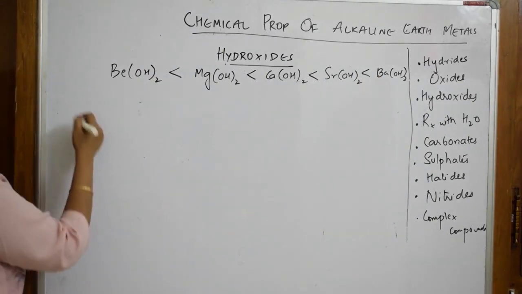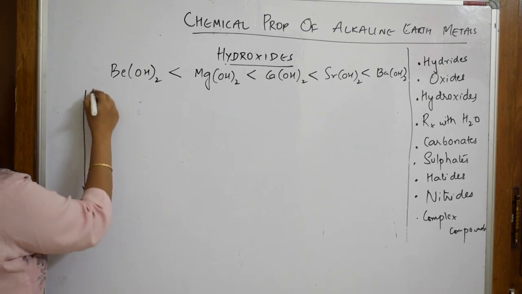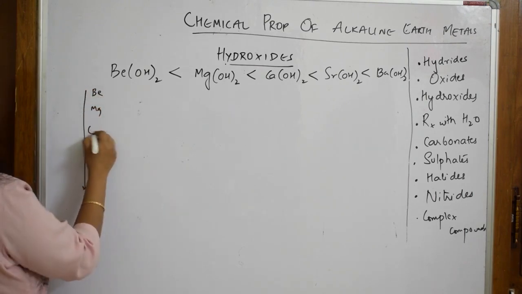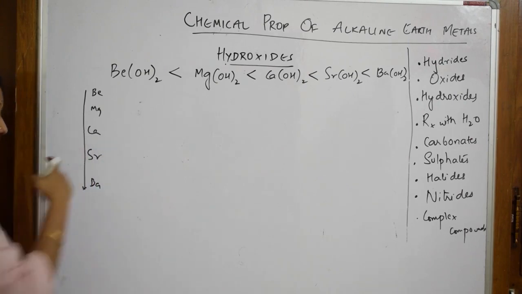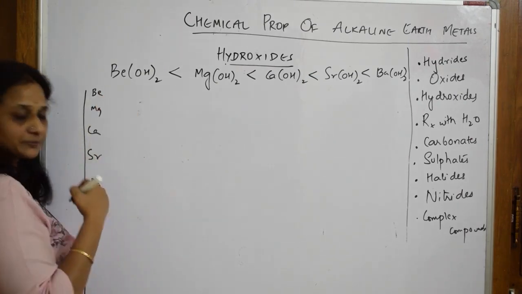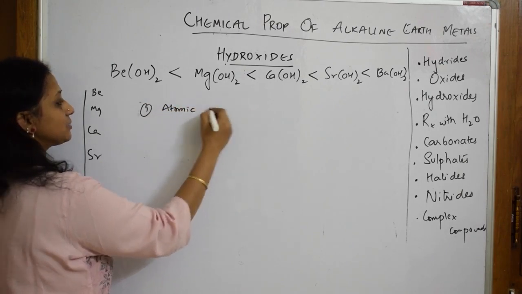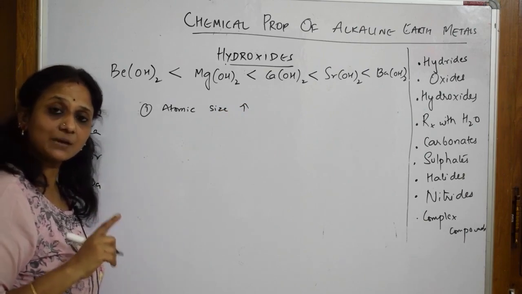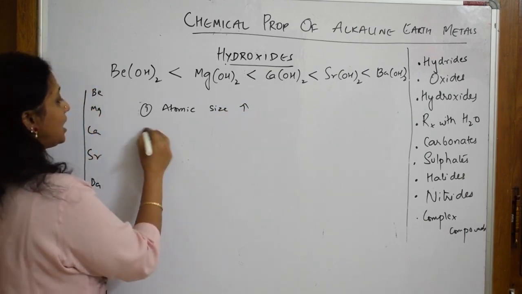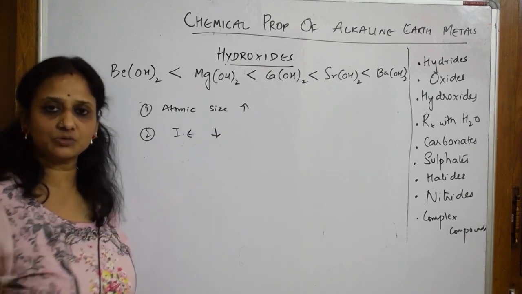We'll see. Now what happens as we move down from top to bottom? First is beryllium, magnesium, calcium, strontium and barium. Now what is happening in this case from top to bottom? Yes, what is increasing? Atomic size, or atomic radii, is increasing. When the atomic size is increasing, what will happen to the ionization enthalpy? Ionization enthalpy will become less. Less energy, I can pull out the electron.